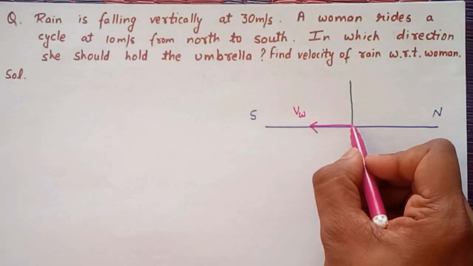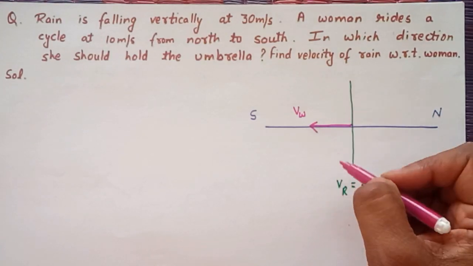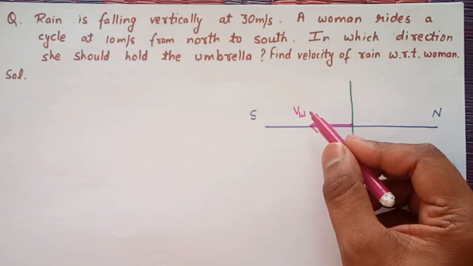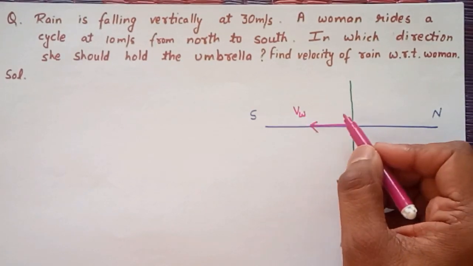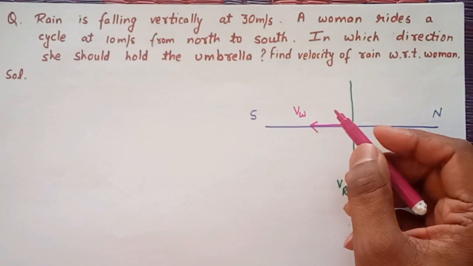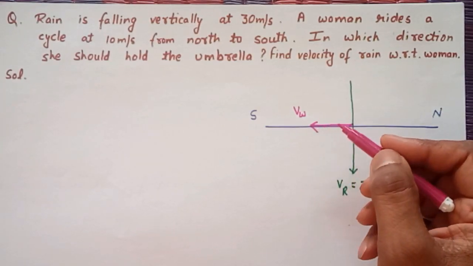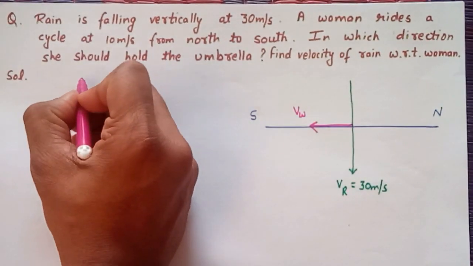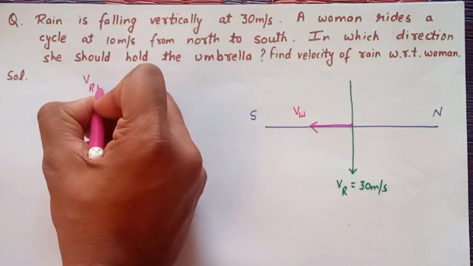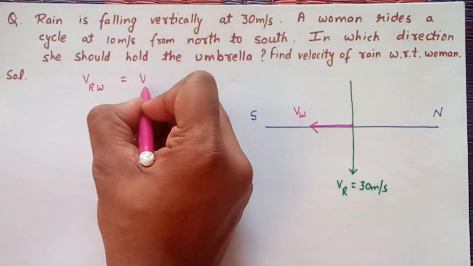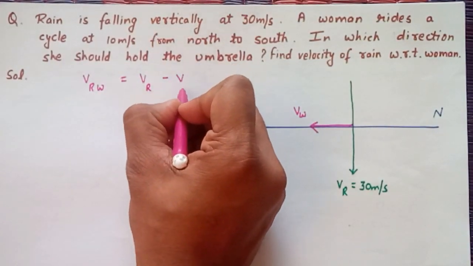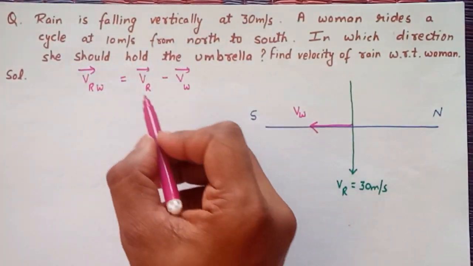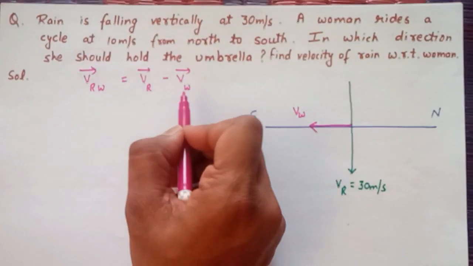First of all we have to find velocity of rain with respect to woman, which means when the woman is riding the bicycle or when the woman is moving, then the rain is appearing to her in which direction. So to find it, we will have to find velocity of rain with respect to woman, that is velocity of rain minus velocity of woman. All are vector quantities. So I have to find the velocity of rain minus velocity of woman.